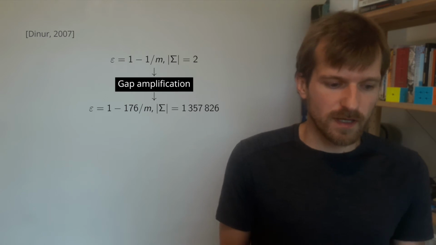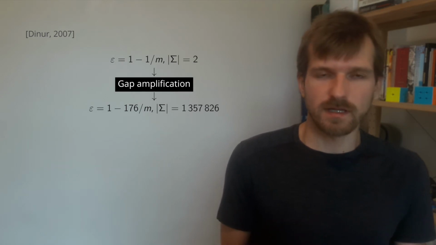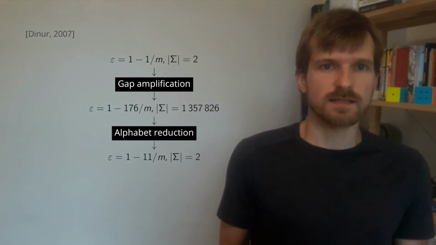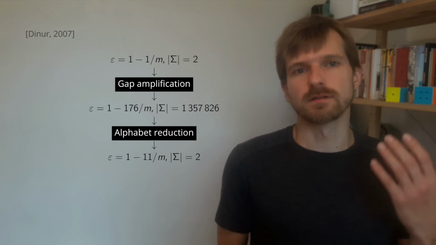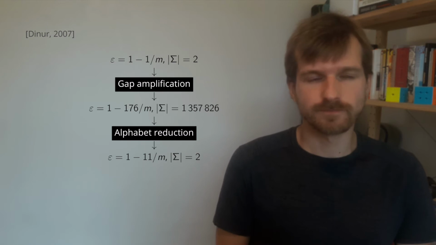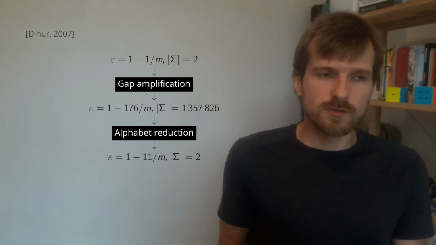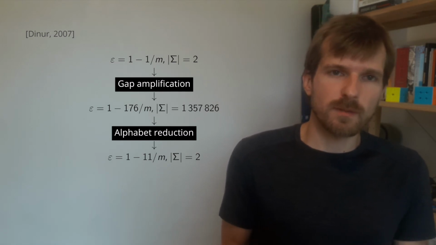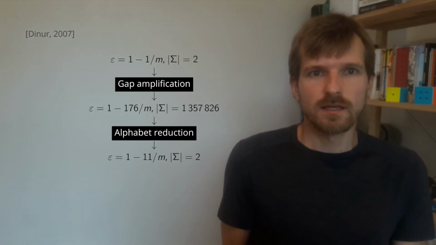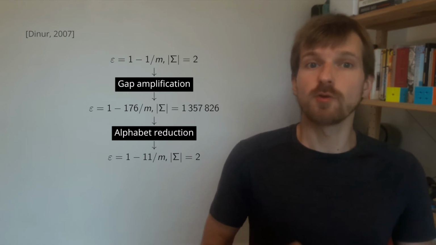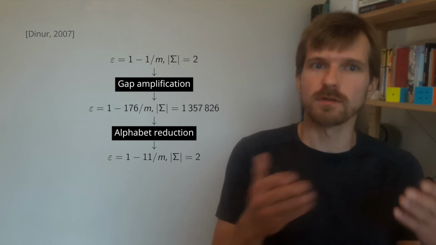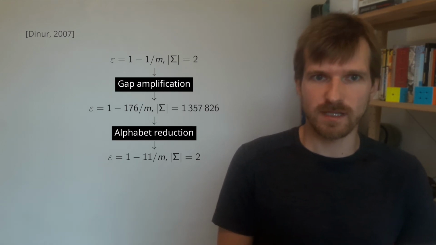So you have to do something else to bring it back to the beginning, and that is the second step, which is called alphabet reduction. The second step provides you the opposite trade-off. So you are decreasing the alphabet, but the price that you are paying is the epsilon. And if you choose the parameters right, if you choose your gap amplification right and the alphabet reduction right, by composing these two steps, you obtain something new. You overall amplify the gap without sacrificing the size of the alphabet.